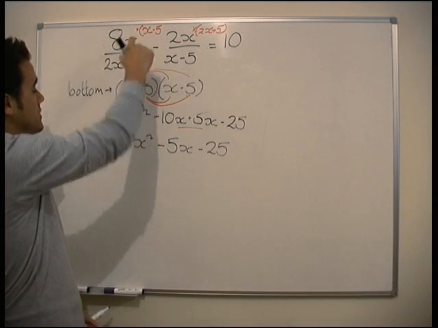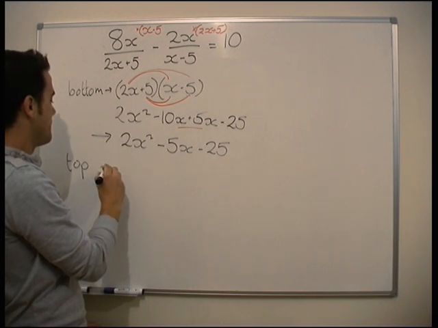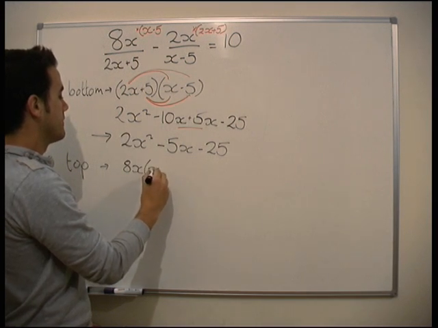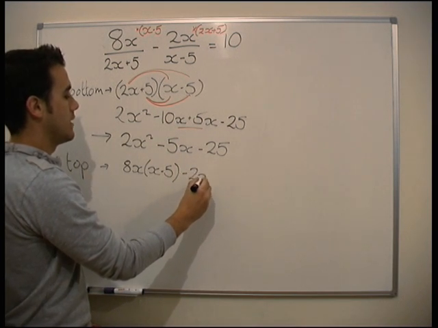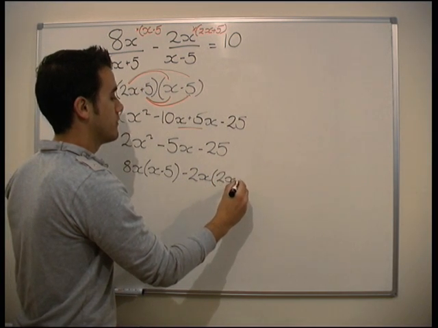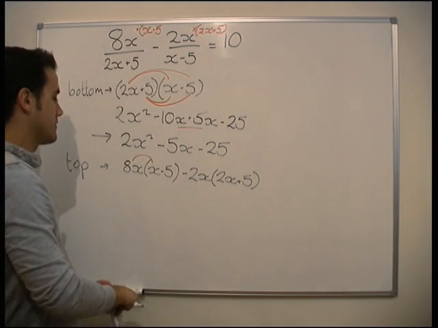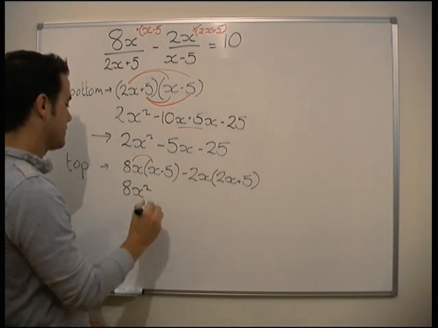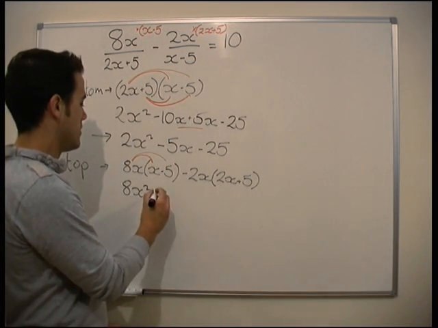Now we need to do the top, so let's do this half first. We've got 8x brackets x minus 5, minus 2x, we'll do it all in one go this time, brackets 2x plus 5. Okay, so let's do this one. 8x times x gives us 8x squared. 8x times minus 5, 8 times minus 5, is minus 40x.